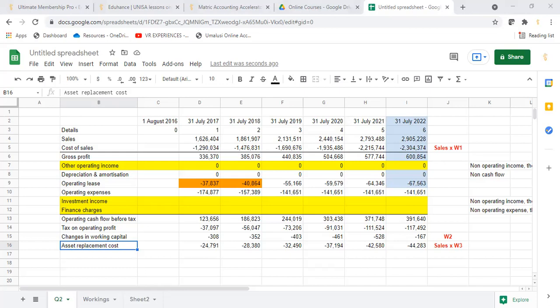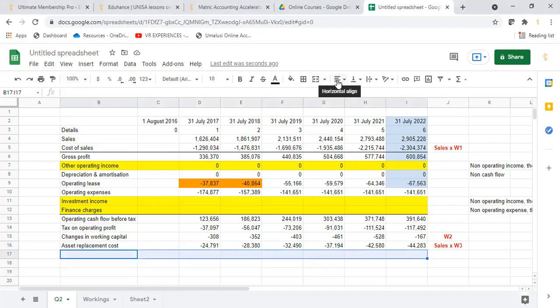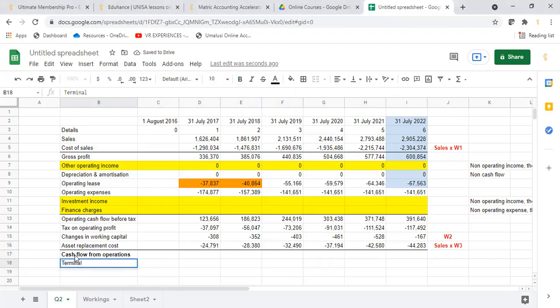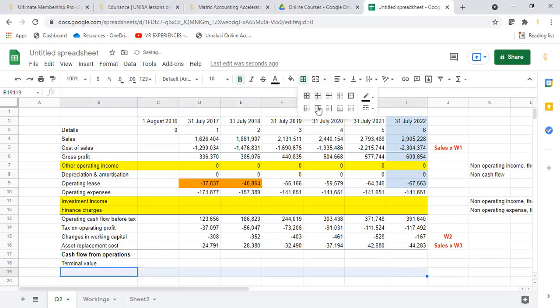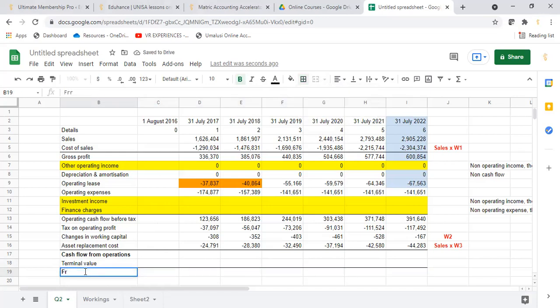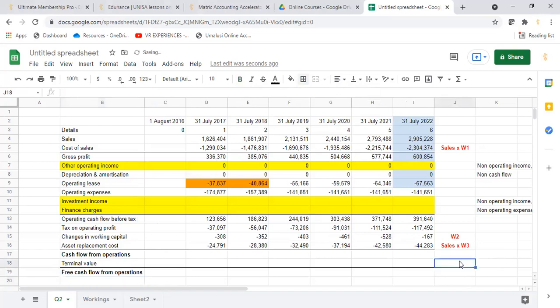So now we can work out, now we'll get our answer. Okay, so this is going to be cash flow from operations. Okay, then we're going to work out terminal value. Another word for terminal value is the continuing value. Terminal value. And then this will give us free cash flow from operations. Okay. Terminal value, you know, work out working for.